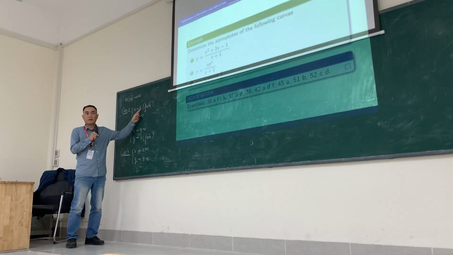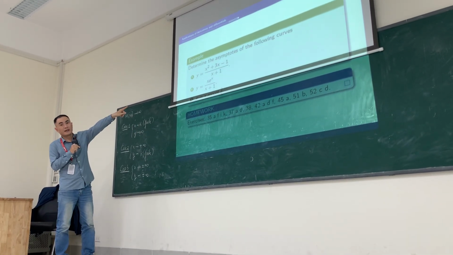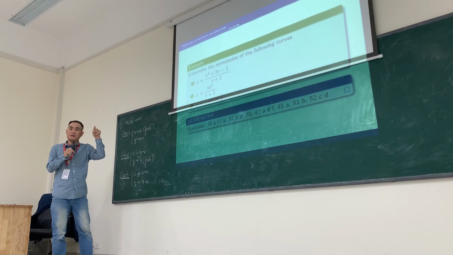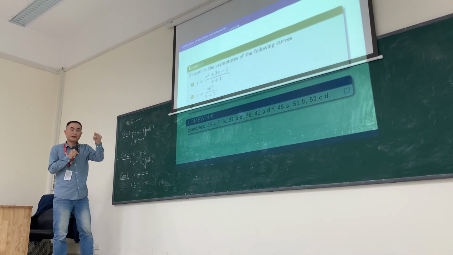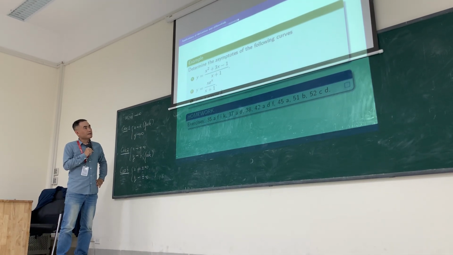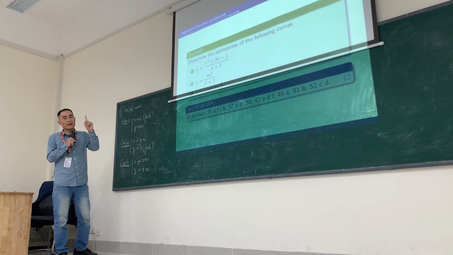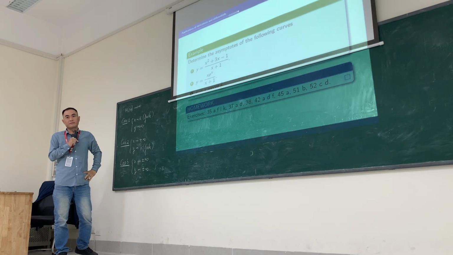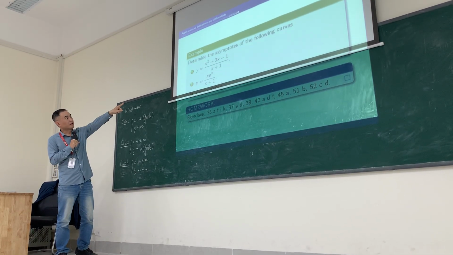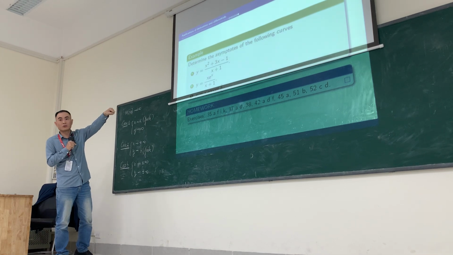X tends to A. Now, let's see the formula. X tends to what? Is the multiple y tends to infinity? X tends to A is not negative 1. No. This case has only one: x tends to negative 1.